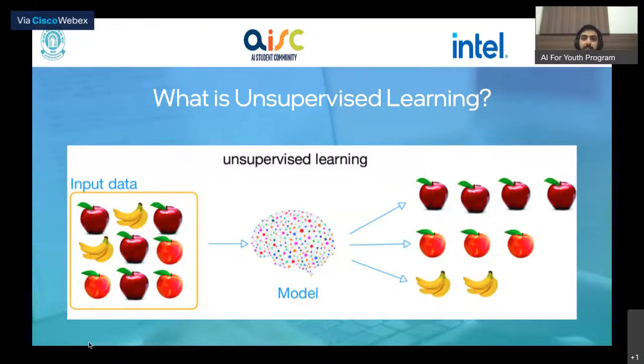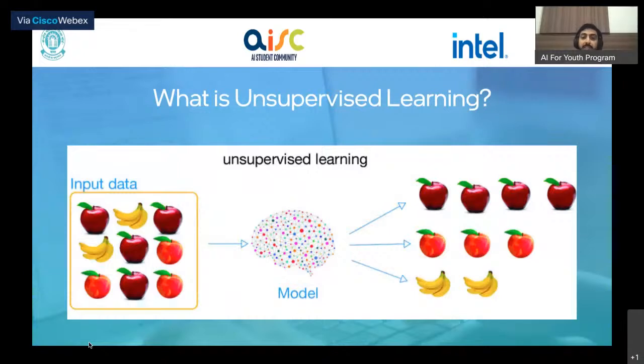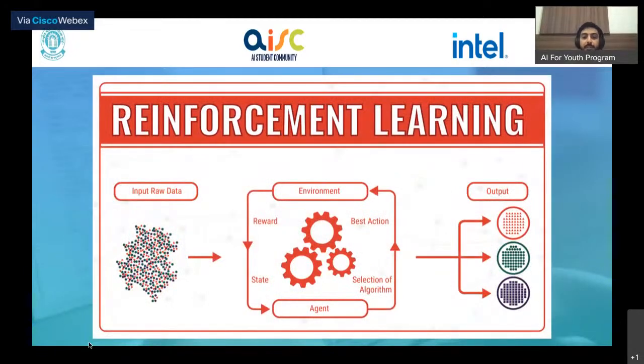You're not supervising its learning. And the data set is not labeled. That's the difference between these two processes. The major difference is that in supervised learning, the data set is labeled, and in unsupervised learning, the data set is not labeled. It's unlabeled, right? Next comes reinforcement learning.